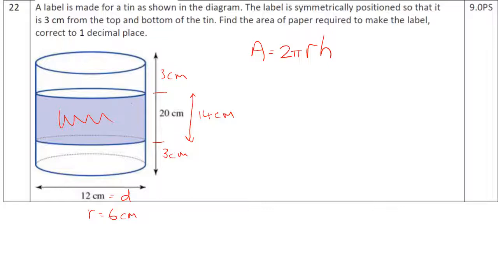So all I've got to do there is go 2 times pi times 6 multiplied by 14, which is the height of the label itself, not the whole tin, and we end up with 527.8 square centimeters. That's to 1 decimal place.